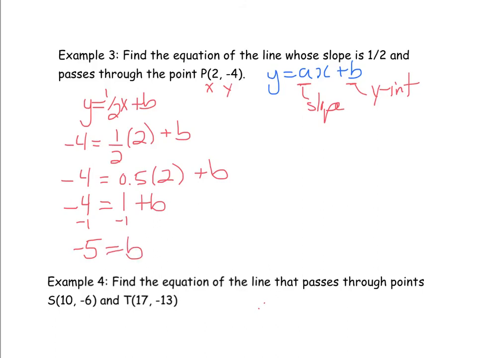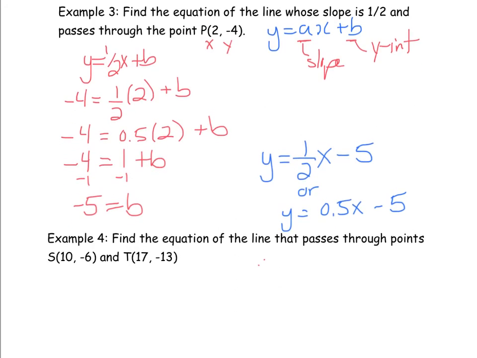Okay, now I'm not done because now I need to write what is the equation. So my equation is y equals 1/2 x. That was my slope, and I know the y-intercept is negative 5, so I'm going to do minus 5. Or you could also write it with a decimal. Usually when it's a slope, we leave it as a fraction. But if you wanted to put it as a decimal, that would be acceptable.